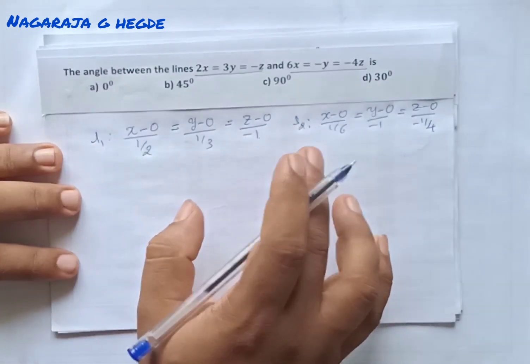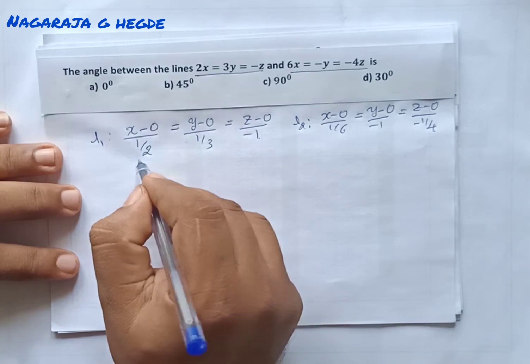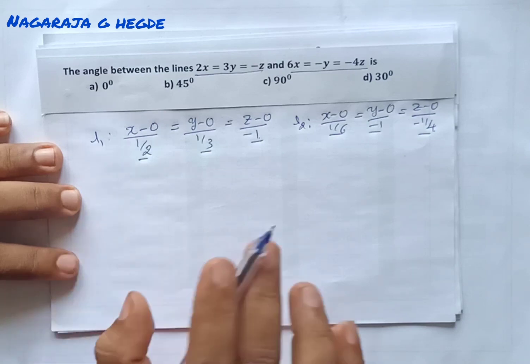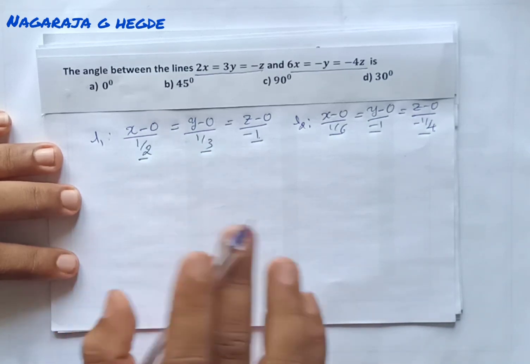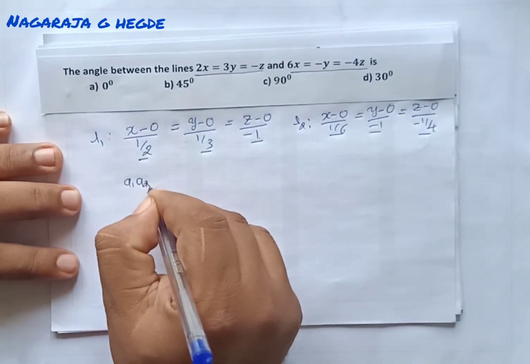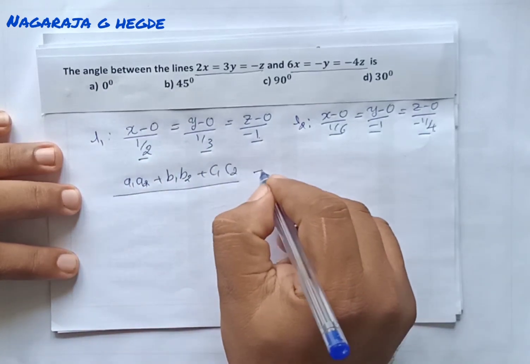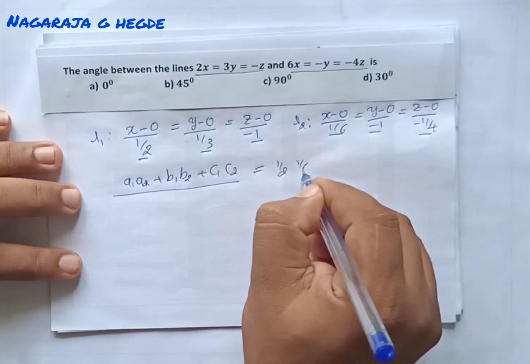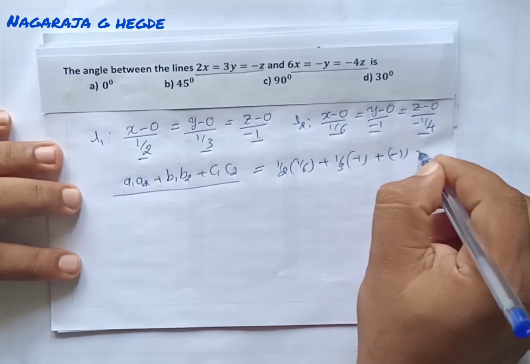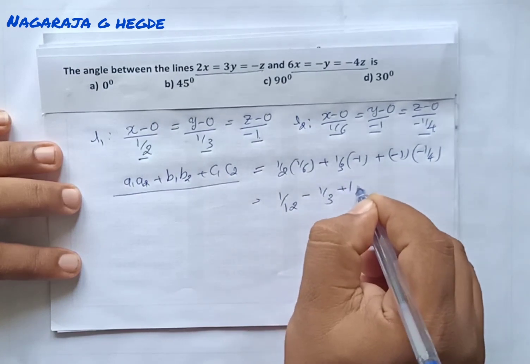In L1 and L2, we require A1, B1, C1 and A2, B2, C2. Always, to find the angle between any two lines, whether it is a line or a plane, first find out the product A1A2 plus B1B2 plus C1C2. Calculate this first: equal to 1/2 into 1/6 plus 1/3 into minus 1 plus minus 1 into minus 1/4. What are we getting? 1/12 minus 1/3 plus 1/4.